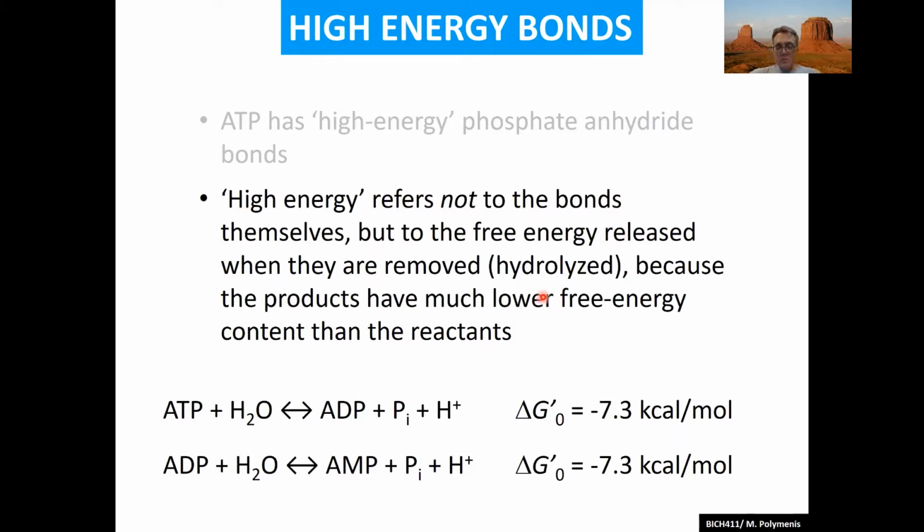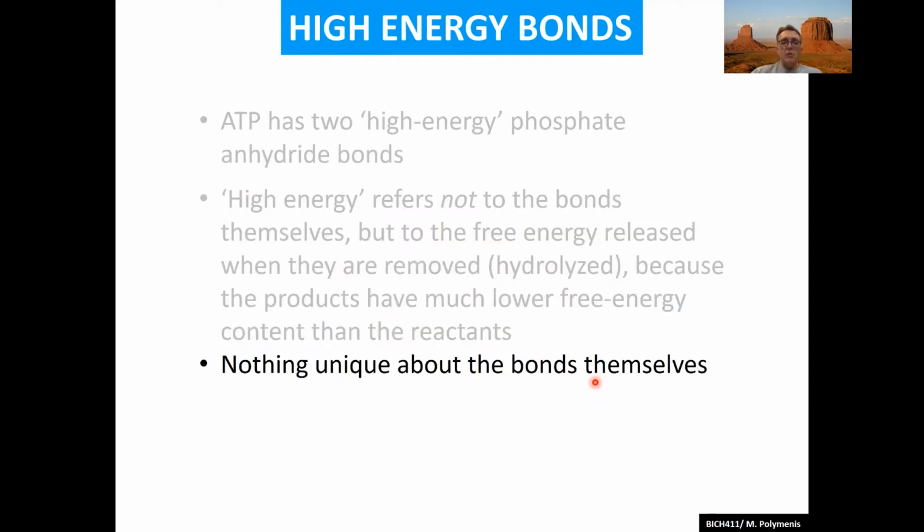And why is there so much free energy released? Because the products have much lower free energy than the reactants. Okay? And for every one of these phosphate anhydride bonds that you break, that's the delta G that you get, about minus 7.3 kilocalories per mole. Again, delta G, if the sign is negative, that means you have a release of free energy. So it's completely opposite again from the delta E, which had to be positive for being thermodynamically favorable. I should say that, again, the 7.3 kilocalories per mole is at standard conditions, which, as we have seen, are far from real conditions in the cell. So again, there is nothing unique about the bonds themselves.